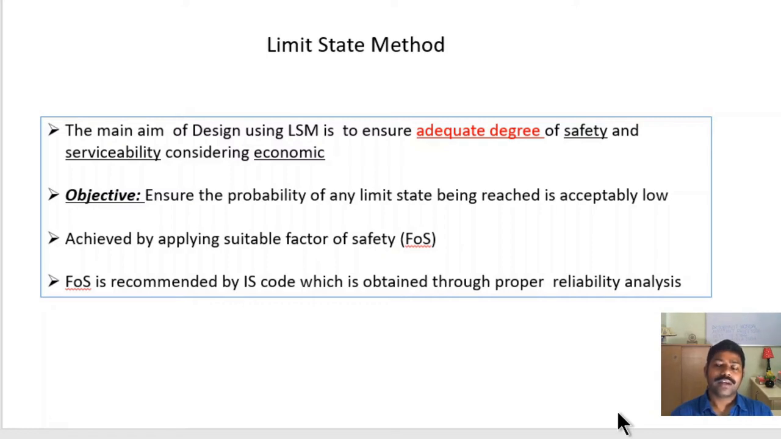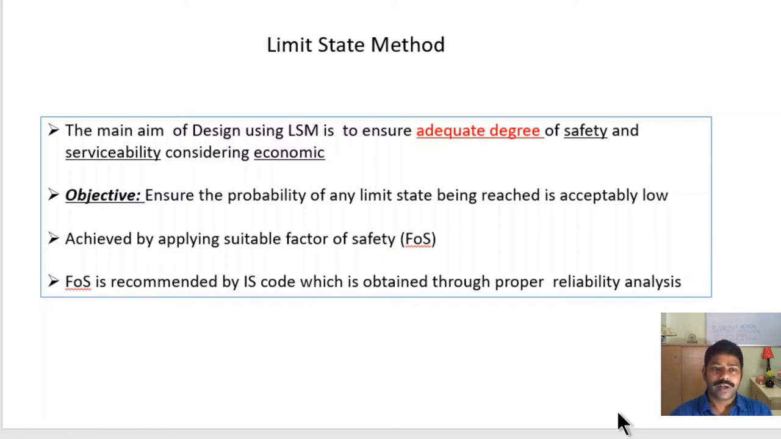So here we are allowing up to a certain level of stress in the limit state method, and we are also enhancing the load by applying some factor of safety. The probability of reaching that allowable stress is low, as well as the probability of reaching the factored load for which it was designed. And this factor of safety you can find in the IS code.